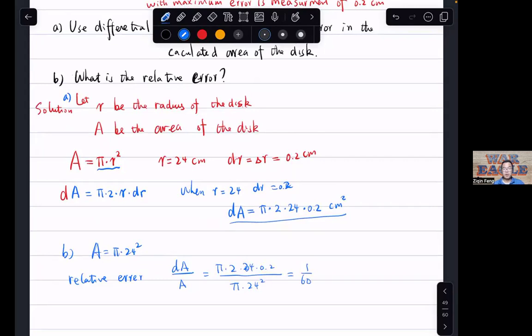So that's one simple application of differential. We can use differential to estimate the maximum possible error in a measurement. When you measure the side length to calculate a volume or calculate an area, this is how we use differential to estimate the maximum possible error.